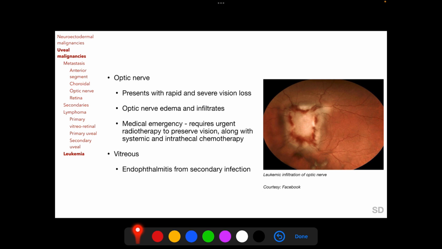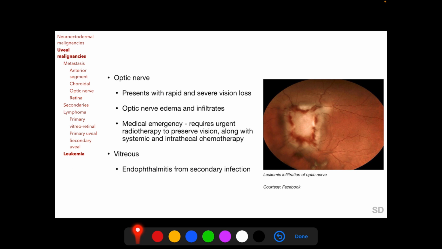Optic nerve involvement with leukemia presents with rapid and severe vision loss, and clinically we will find leukemic cell infiltration in and around the optic nerve as seen here in this photograph. Leukemic infiltration of the optic nerve is a medical emergency requiring urgent radiotherapy to preserve vision.